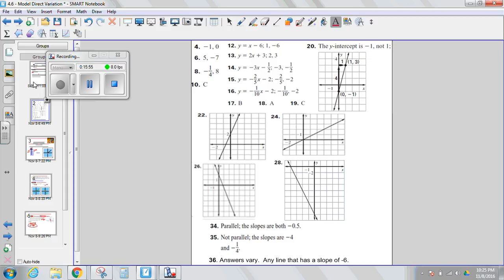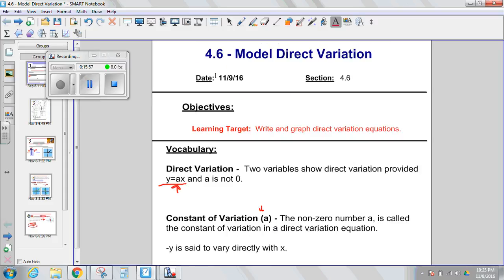And hopefully we can all model direct variation, since that was our goal today, to be able to write and graph those direct variation equations. Just remember, direct variation is when you have a slope, so a linear equation, and your y-intercept is 0.